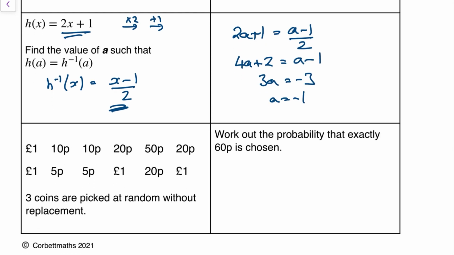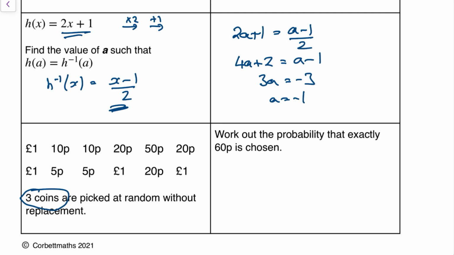Next and final question today. Okay, what do we have? So we've got a load of coins. So three coins, right? 3 coins are picked at random without replacement. Work out the probability that exactly 60p is chosen. Now, this is a difficult question.